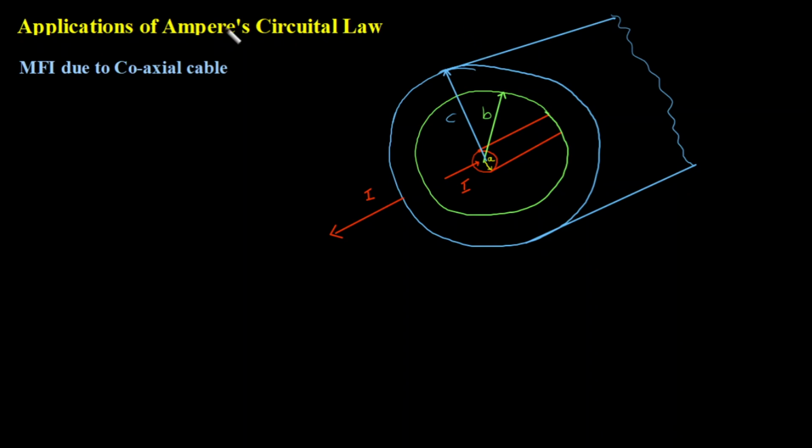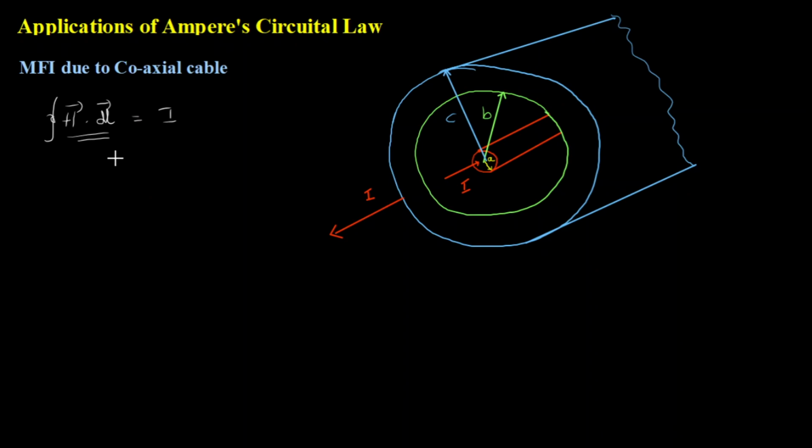So I will be applying Ampere's circuital law. Ampere's circuital law says that closed integral H dot dl equals I. So this is the equation which I will be using to derive the magnetic field intensity due to a coaxial cable. Nice. Now I'll always keep the evaluation of this H dot dl in my mind.